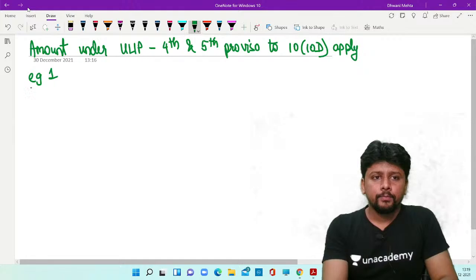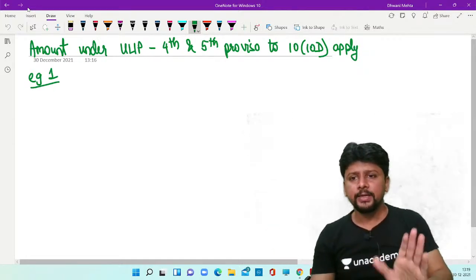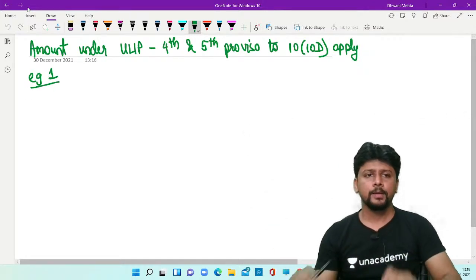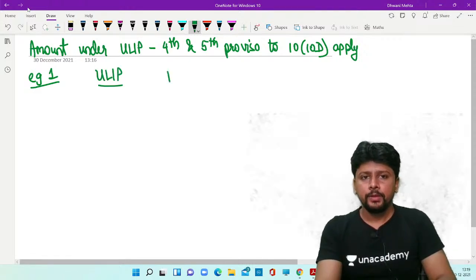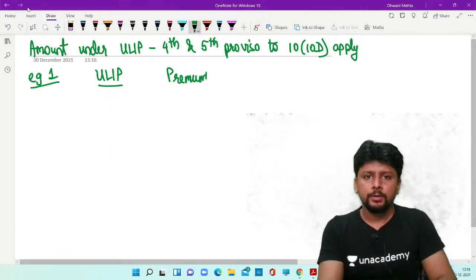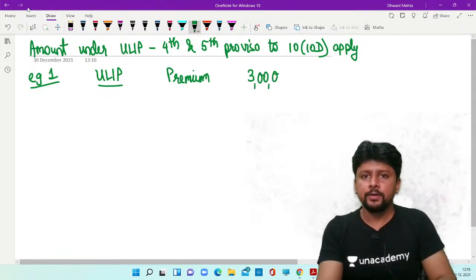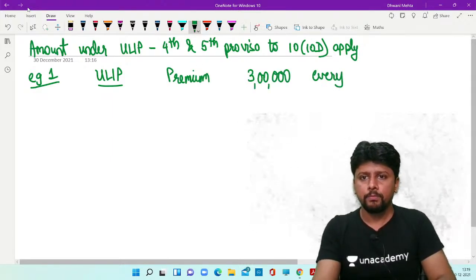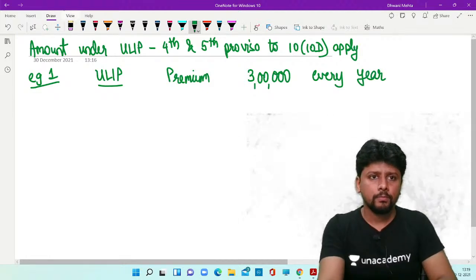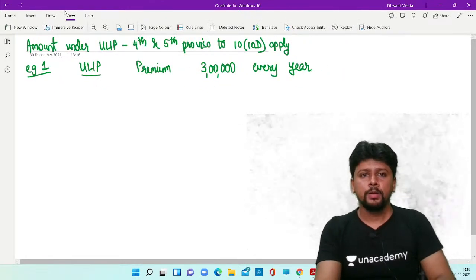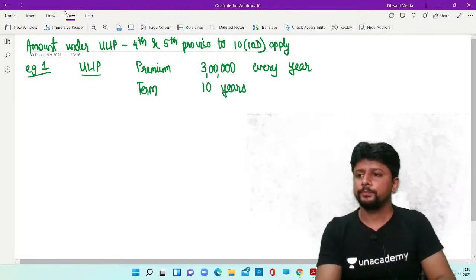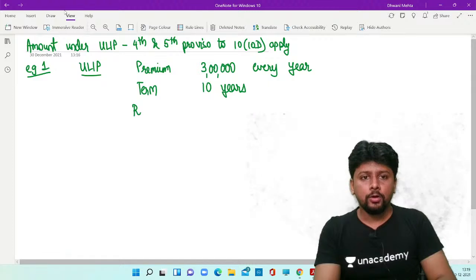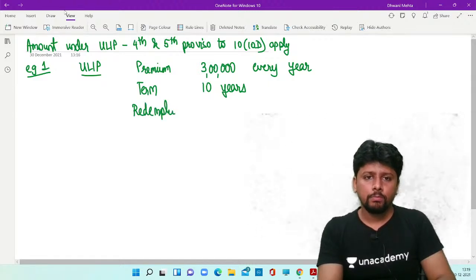Now, to wrap up this amendment, I'll be discussing 3 examples with you. Example 1. Say I have purchased a ULIP where the premium that I'm paying is 3 lakh rupees every year. The term of this ULIP is, let us say, 10 years. And on redemption, I am getting 50 lakhs.